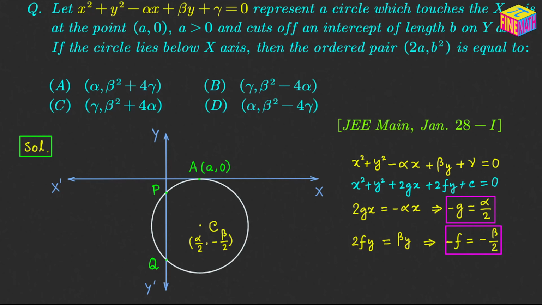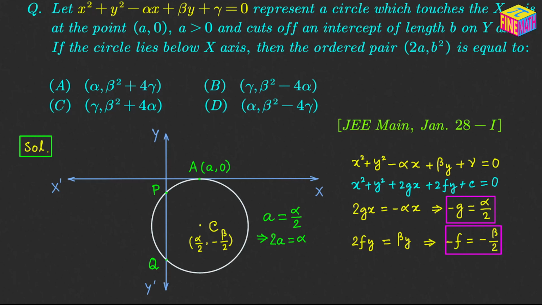Now the x-coordinate of the point of contact and the x-coordinate of the circle's center would be equal because the circle touches the x-axis. That means a will be equal to half of alpha, which is the x-coordinate of the center of the circle. And from there we can easily find out the value of 2a, that is equal to alpha.